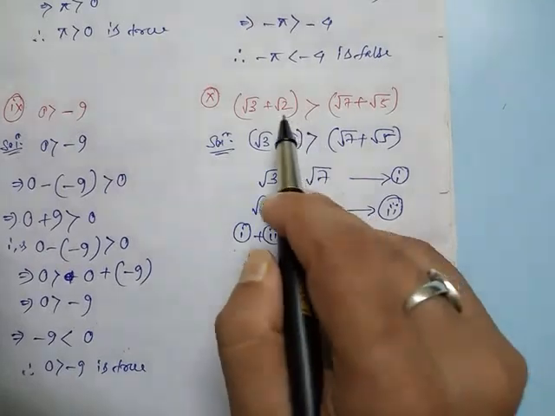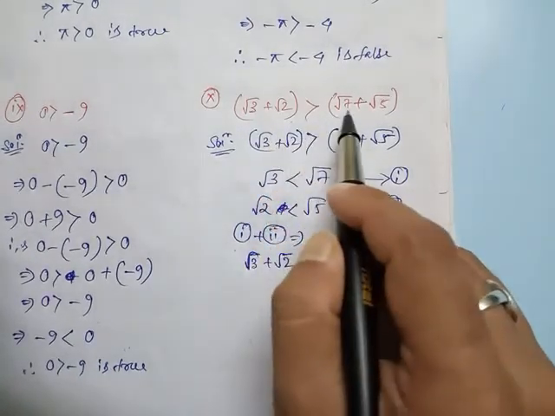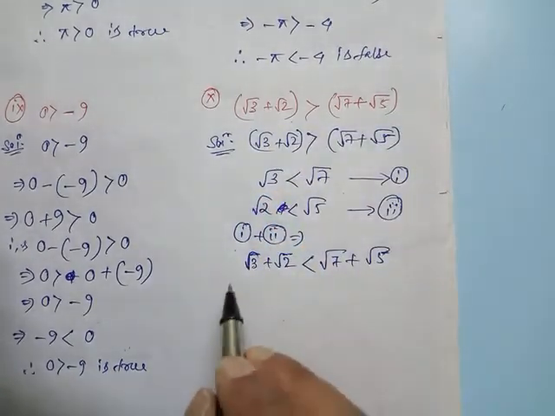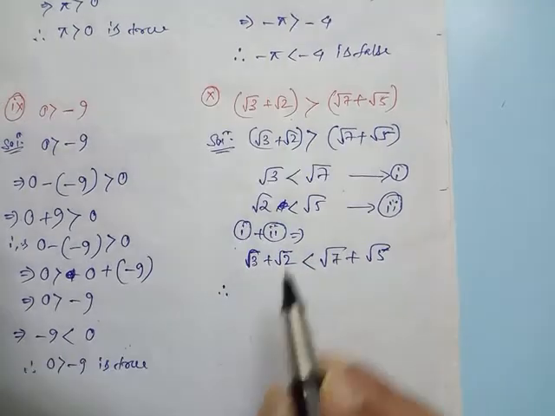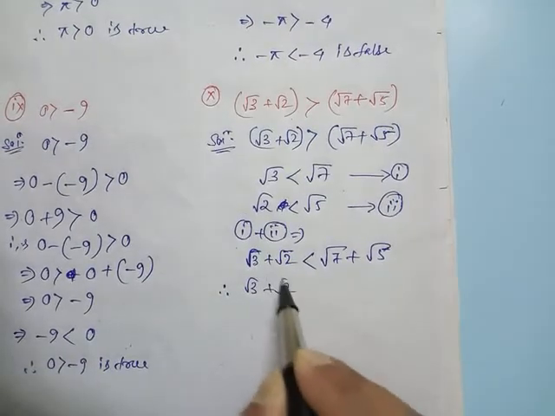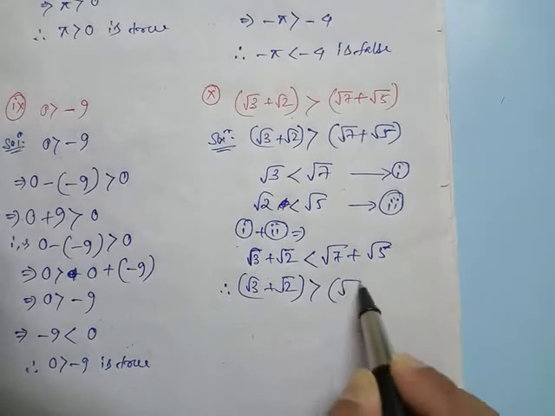But in the given question, root 3 plus root 2 bigger than root 7 plus root 5 is false. So I will write here that therefore we write here root 3 plus root 2 bigger than root 7 plus root 5 is false.